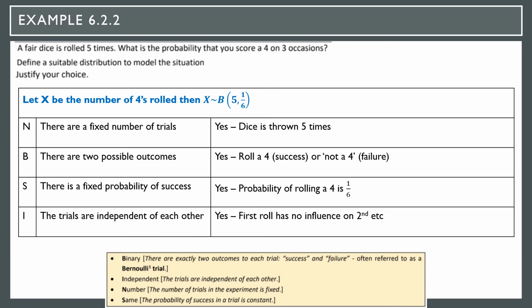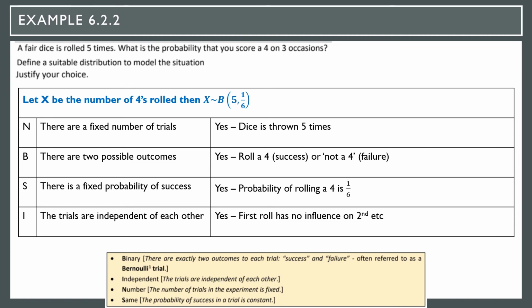So here we can see that all 4 conditions do hold, and therefore we can say that the number of 4s rolled when we're rolling a fair dice 5 times can be modelled by a binomial distribution where n is 5 and p is a 6. So this won't always be the case.